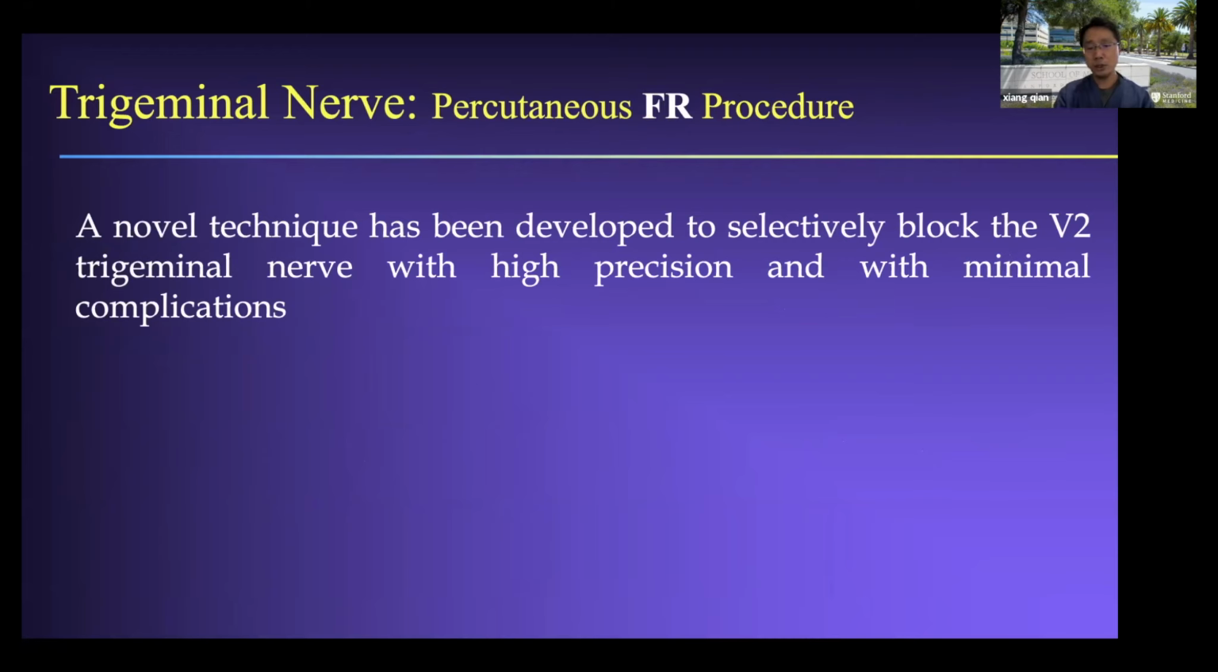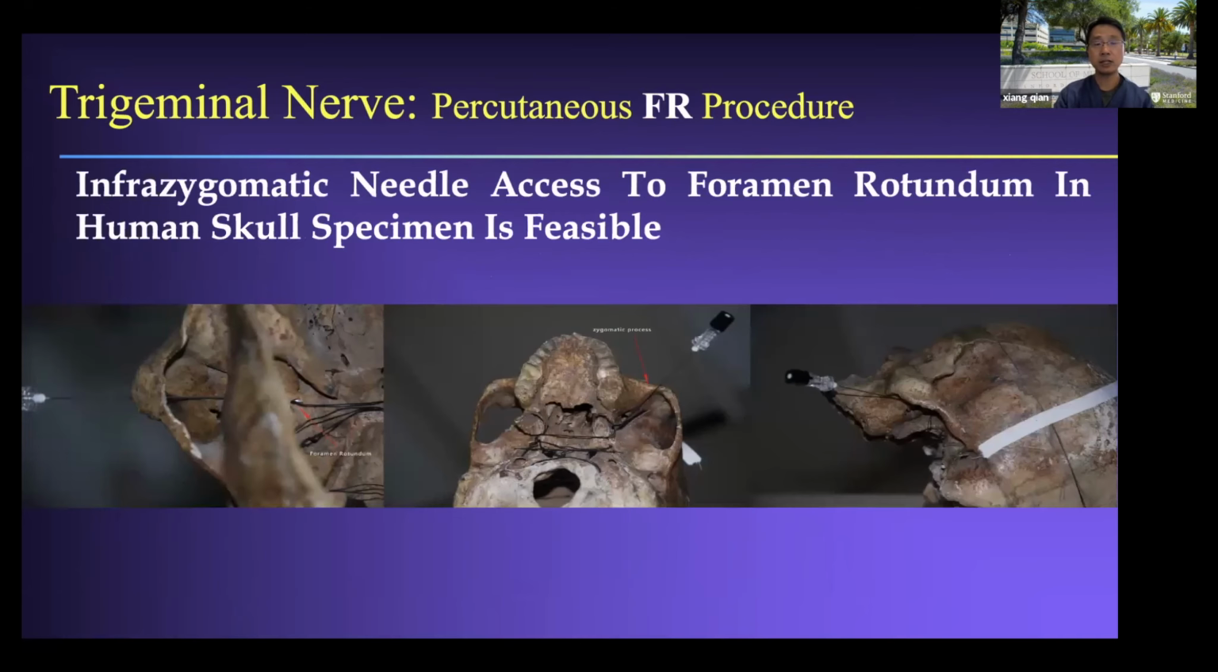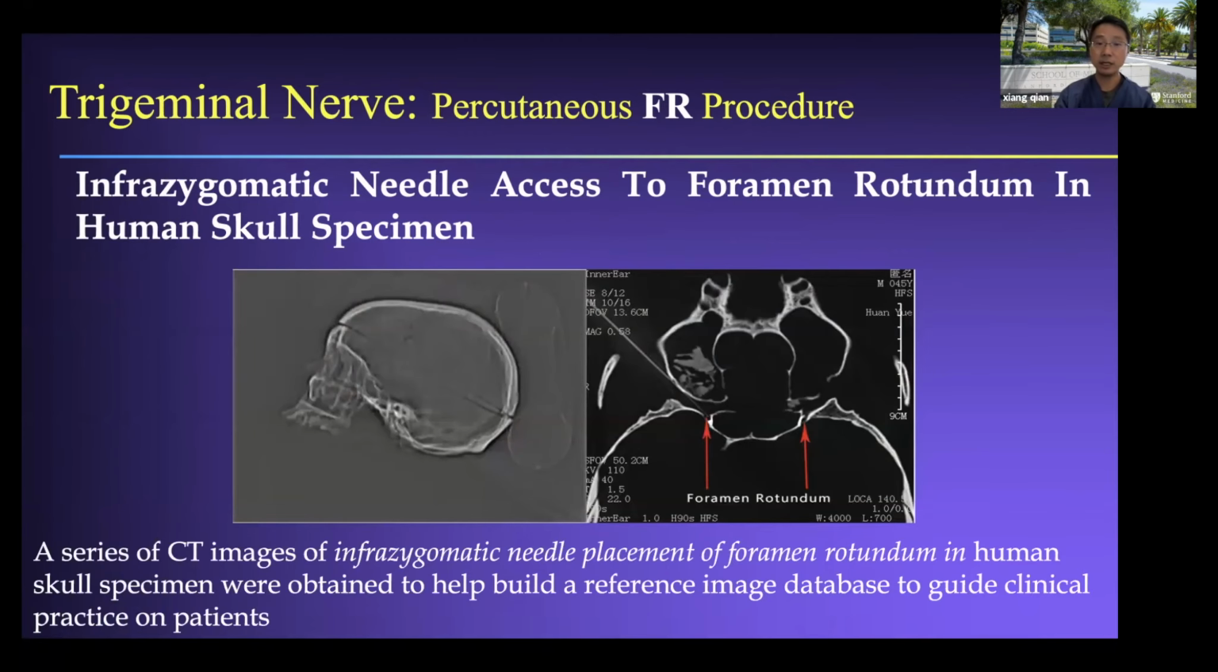So I took that problem about 8 years ago, and I went into the cadaver lab. I collected a couple of skulls, and I asked, is it possible that we only target the V2, for example? The V2 nerve comes out from the foramen rotundum, and I was able to find out that yes, this is possible. Then I built up a CT imaging database, and you can visualize the foramen rotundum. You can have a needle go in, just edging the maxillary sinus, and get into it.